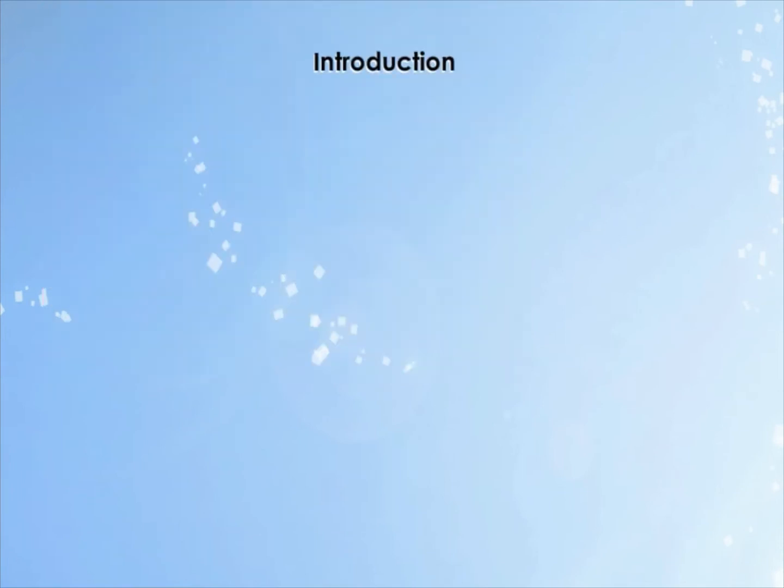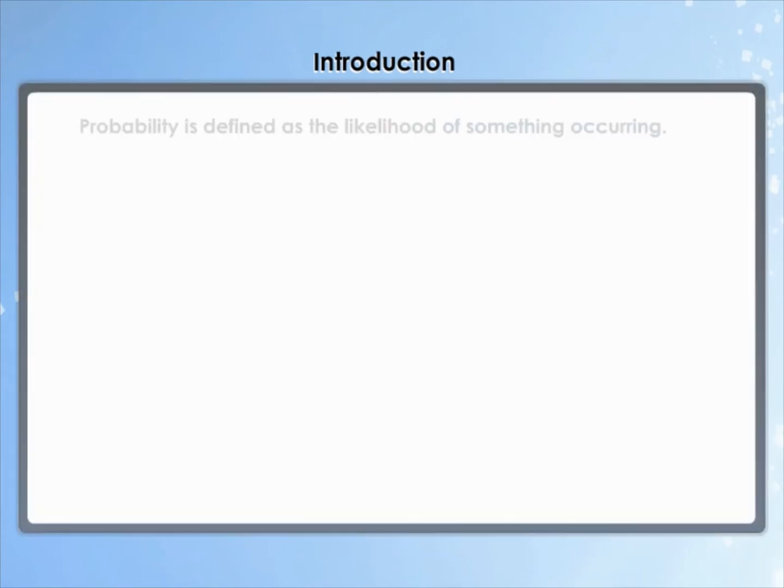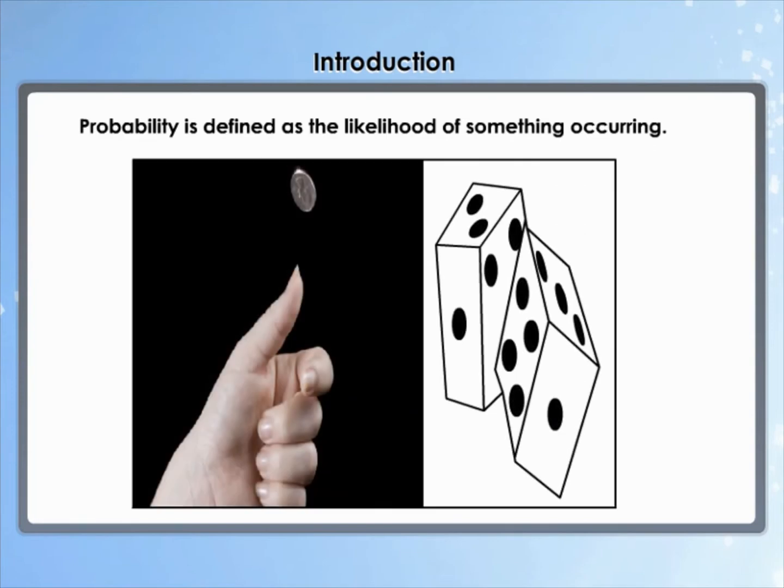Introduction. In the previous classes, we've learnt about probability, where we performed experiments like tossing of coins, throwing of dice, etc., and observed their outcomes. Now we will learn to measure the chance of occurrence of a particular outcome in an experiment. Probability is defined as the likelihood of something occurring.